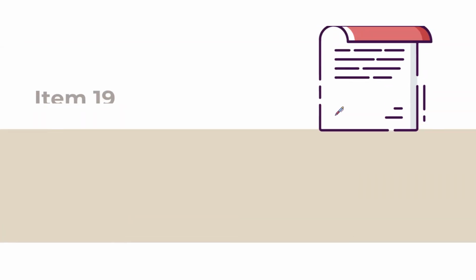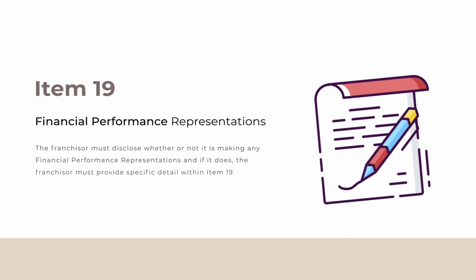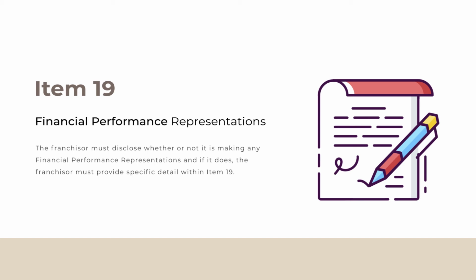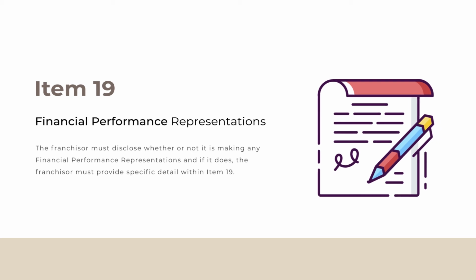Item 19 is the item that everyone asks about first. This is the financial performance representations. Not every franchise lists their financial performance, and not every franchise publishes it in the same way. But this item will actually outline the gross revenues for other franchisees in the system and can help you determine if it has the potential to meet your financial goals.